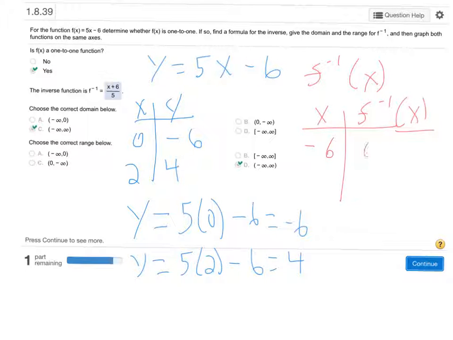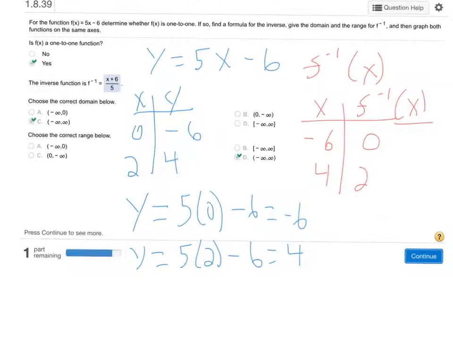And so (-6, 0) and (4, 2). You could verify that. If you put negative 6 into this equation, you get 0. If you put 4 in there, you'll get 2. Okay, if you want to verify your work. So I have solutions to the original equation. I have solutions to the inverse. So that's enough to draw the graphs.